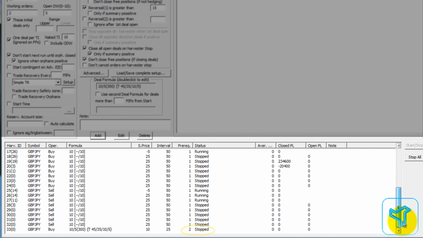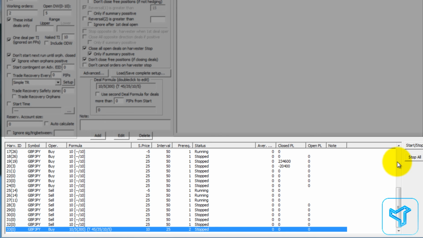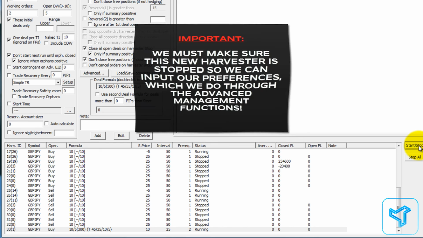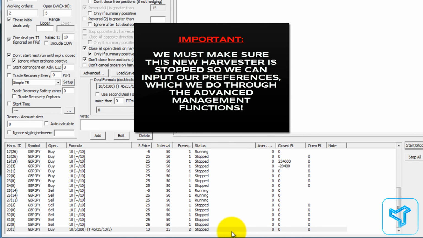Let's make sure at this point that this harvester is stopped, because we need to tell this harvester what our conditions are for trading first, through the advanced management operation. The advanced management operation will take our trading to the next level, but because this operation provides us with such a vast array of options, I'll be addressing it in its own video.